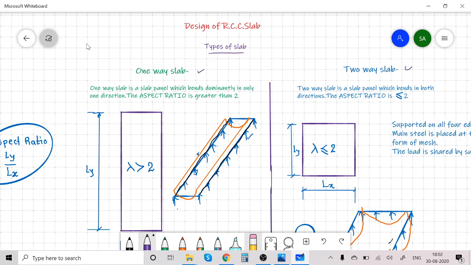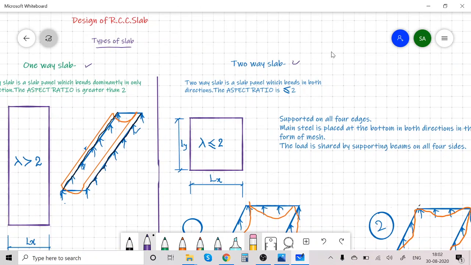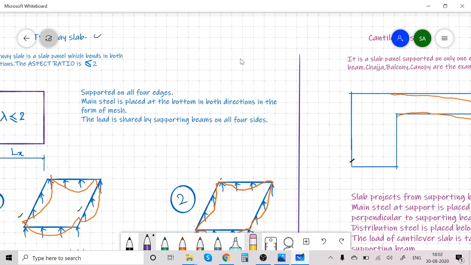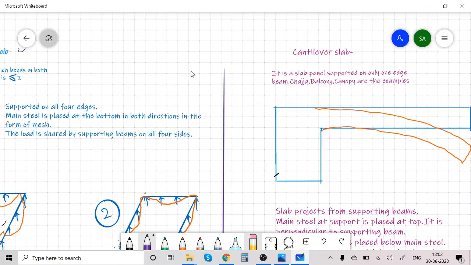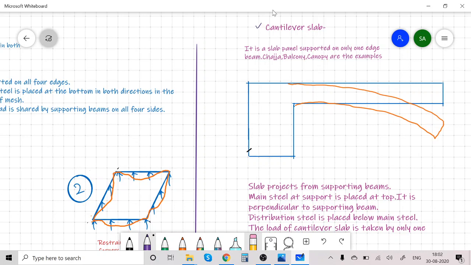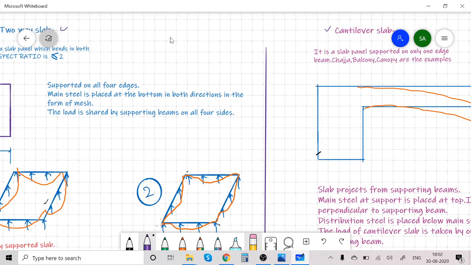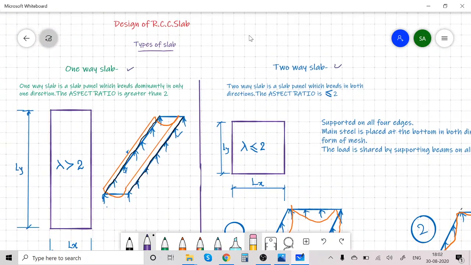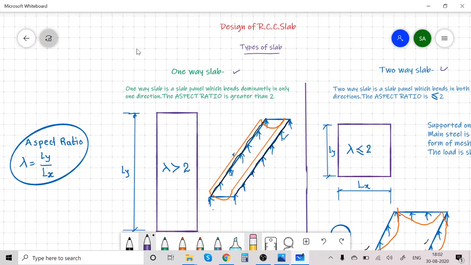Then two-way slab. When the slab bends in two directions, it is known as two-way slab. And a cantilever slab, a slab which is supported only on one side and the other side is free, that is cantilever slab. There are other types of slabs also, like continuous slab. The continuous slab is not included in the syllabus of diploma course of MSBTE, so the continuous slab is not included in this lecture.